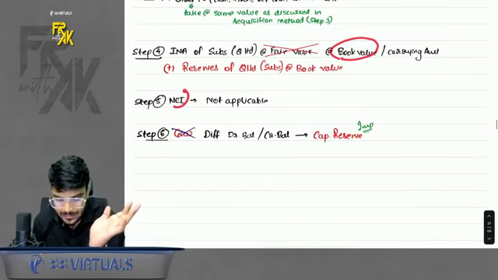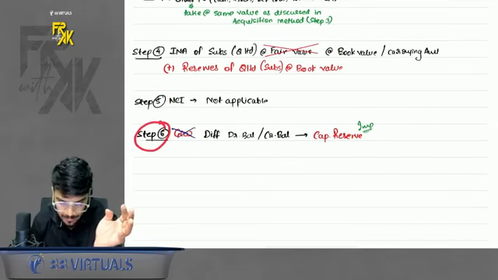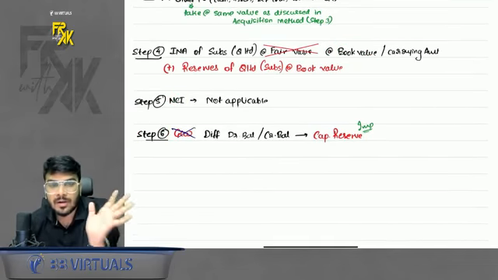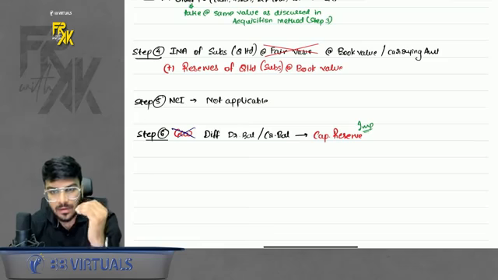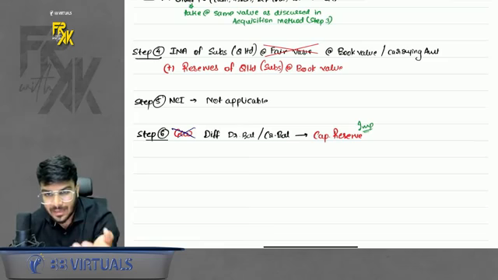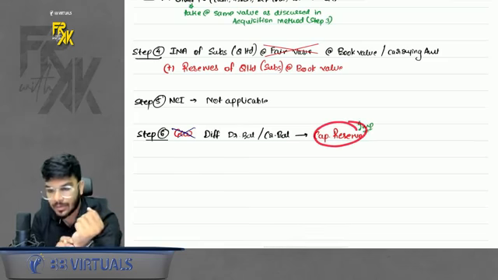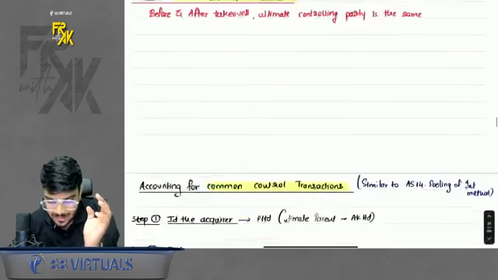NCI here is not applicable. And step number 6, because there is no transfer of control, there will be no goodwill. Whatever difference comes either on the debit side or on the credit side, it will be transferred to capital reserve. So this was the basic concept of common control.